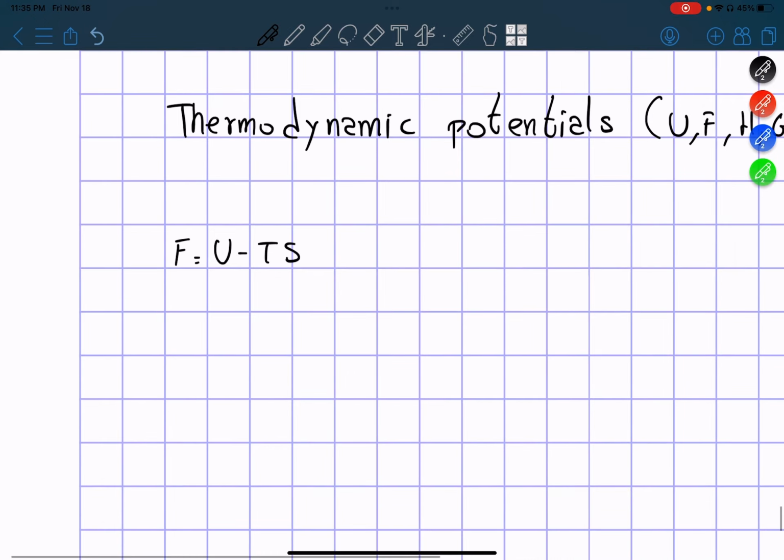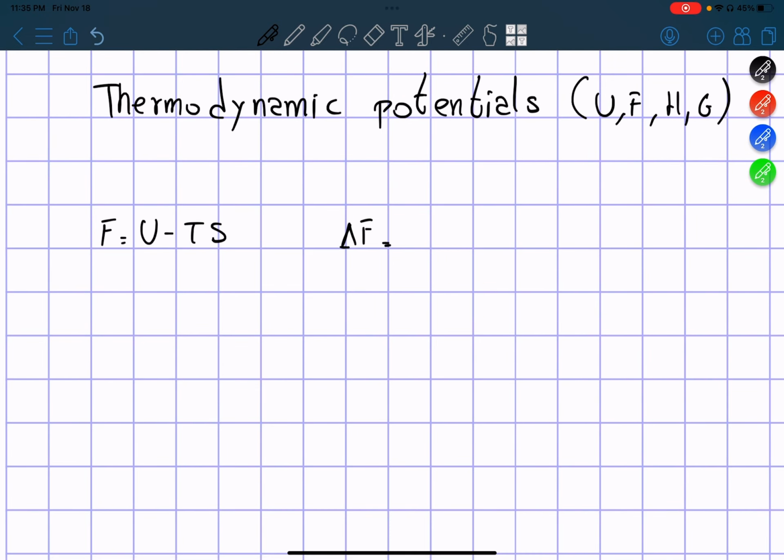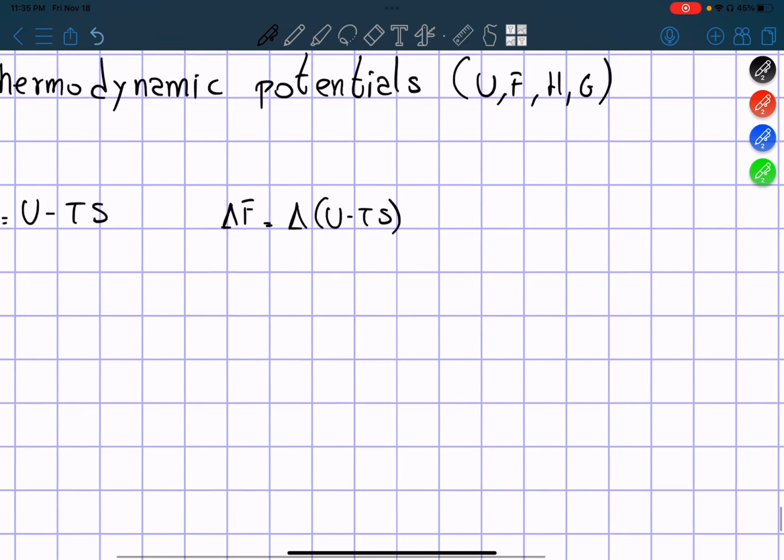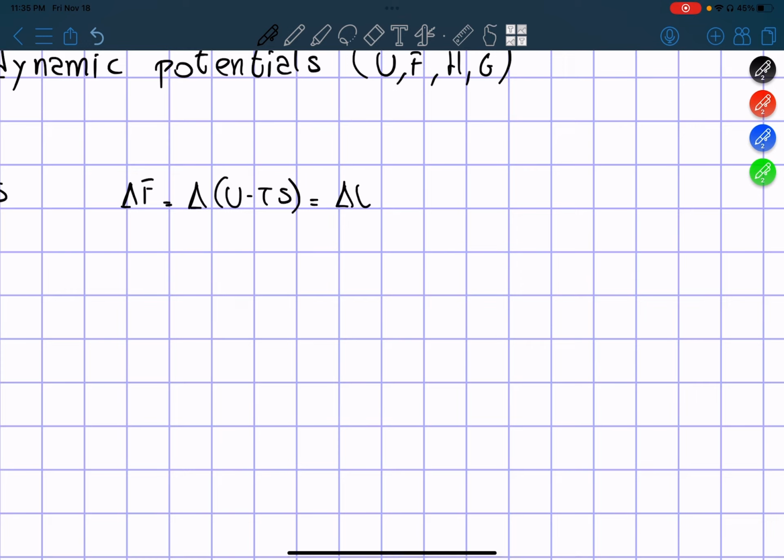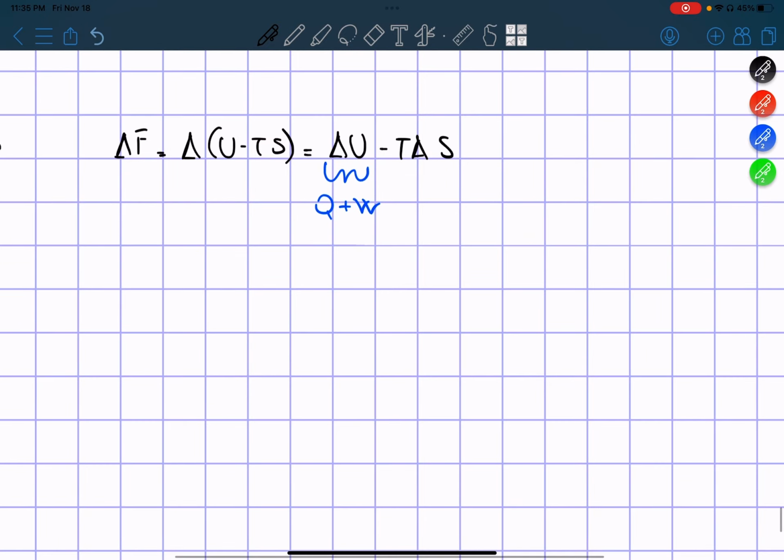Now, what if we have a change in F, for example, delta F? Then we need to change the components of our F, which is equal to U minus TS. These can be broken up into two parts, so we have delta U minus T delta S. If you remember, delta U is equal to Q plus work, so we can substitute it in here. And so we have that Q plus work minus T delta S is equal to delta F.